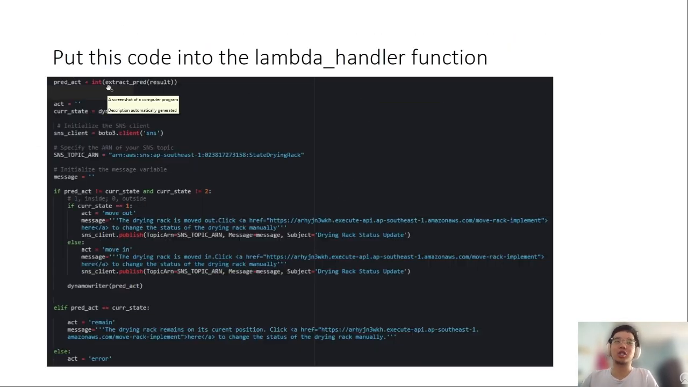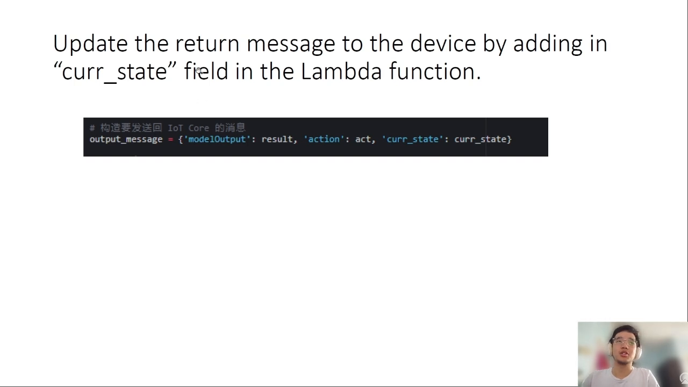So this is to extract the prediction result from the response message from the SageMaker AI model. And here we create an SNS object that later we can use to send messages to the user. Then we use the if-else logic to check whether we should move in or move out the drawing rack or make it remain. We will need to update the return message also because originally we only returned the result. Now we will need to return the action to be done by the drawing rack, whether to move in, move out, or remain. And this current state is just for checking purposes to make sure this is correct.